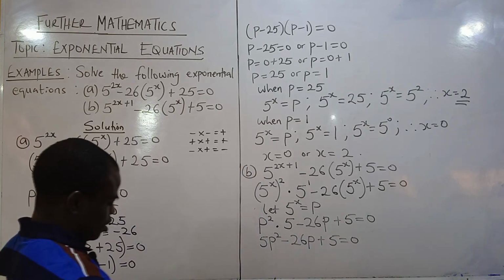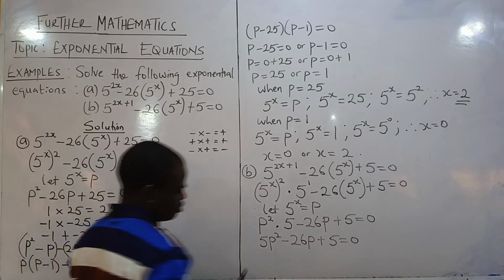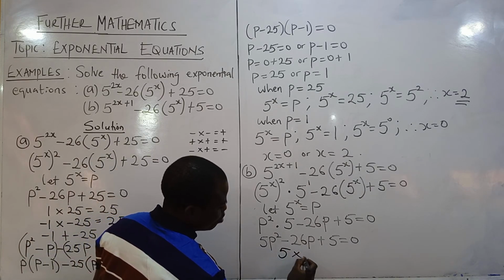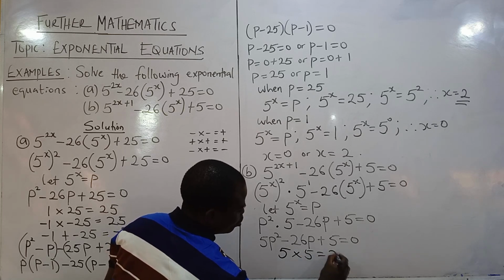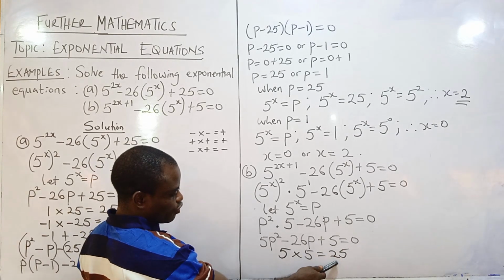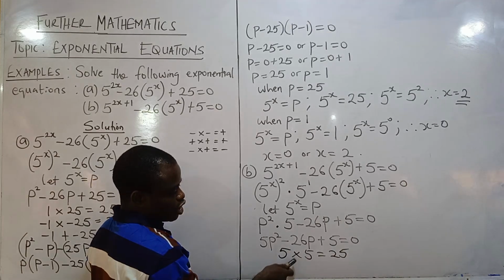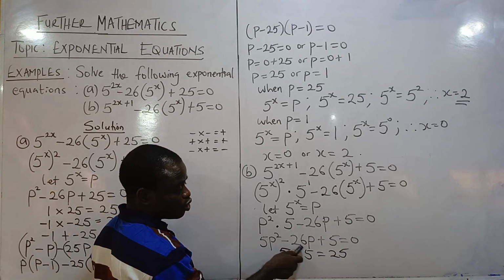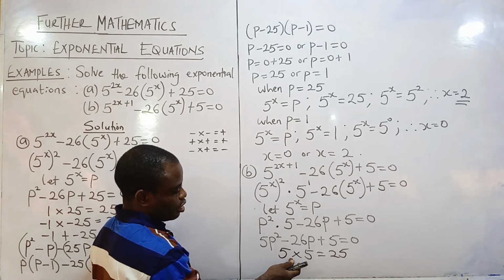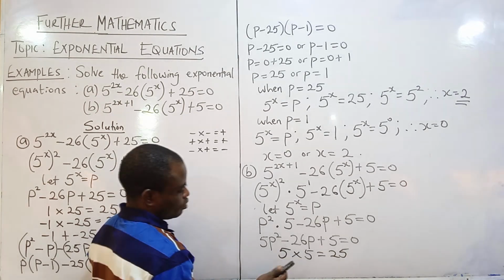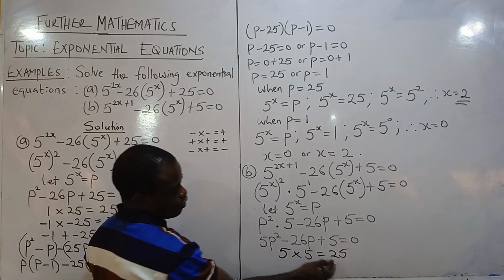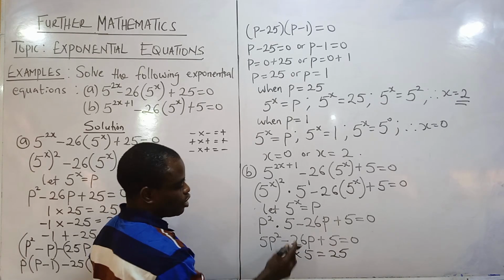Okay, now in this case, you multiply the coefficient of p squared, which is 5, by the constant 5, which equals 25. Think of two numbers that multiply to give 25. But when you add 5 plus 5, it will not give us 10, it will not give us minus 26. We cannot use these numbers. You now think of two numbers that you can multiply together that will give us 25, and at the same time, when you add them together, give us minus 26.